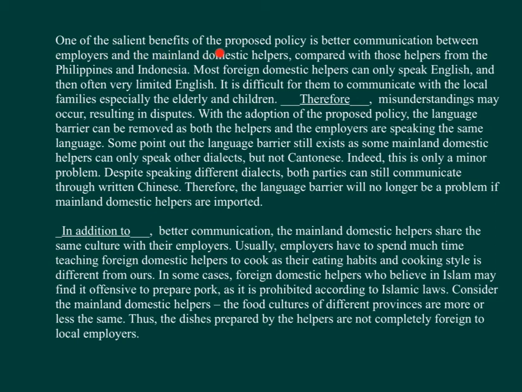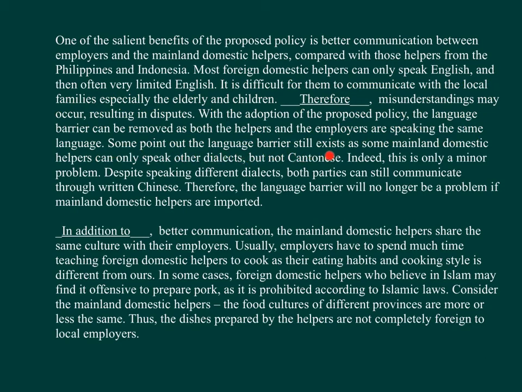One of the salient benefits of the proposed policy is better communication between employers and the mainland domestic helpers, compared with those helpers from the Philippines and Indonesia. Most foreign domestic helpers can only speak English, and often very limited English. It is difficult for them to communicate with the local families, especially the elderly and children. Therefore, misunderstandings may occur, resulting in disputes. With the adoption of the proposed policy, the language barrier can be removed as both the helpers and the employers are speaking the same language.